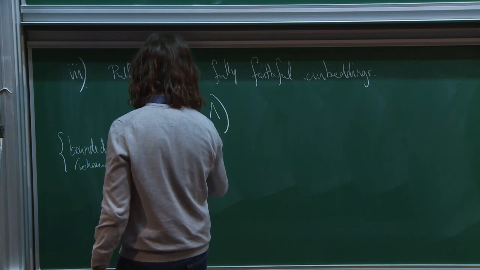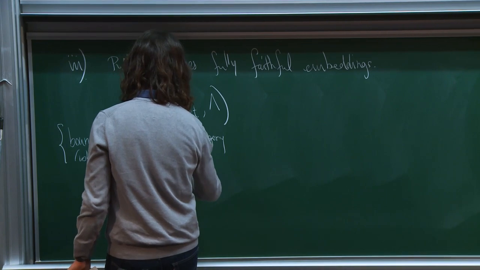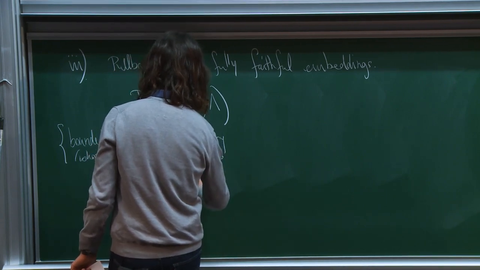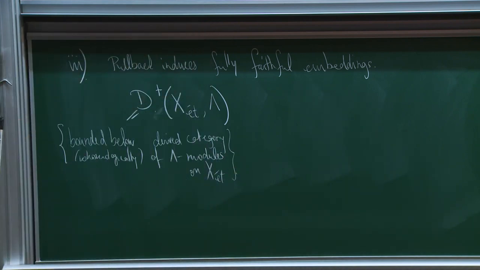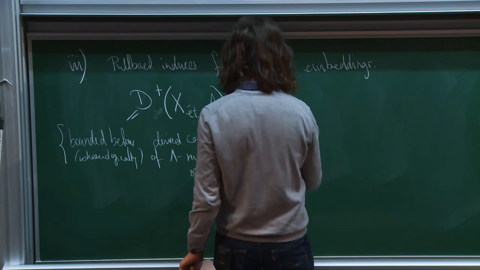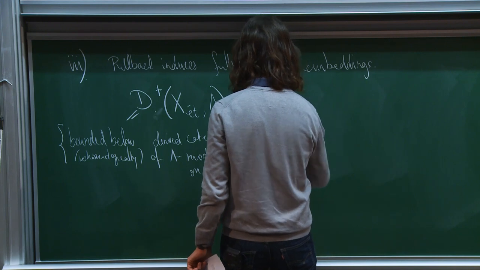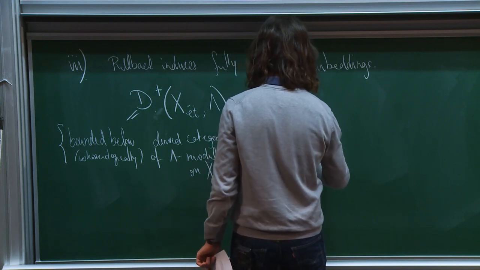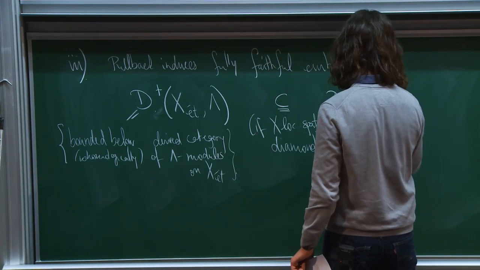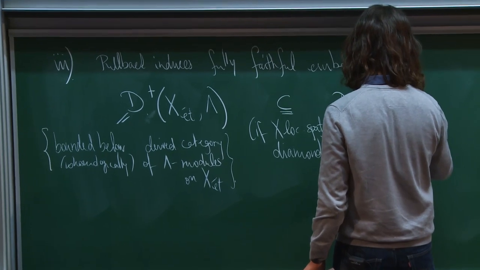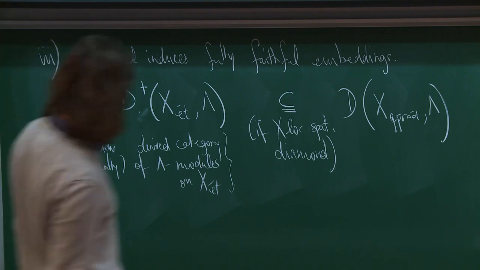Derived category of lambda modules on the etale side. So this is for any locally spatial diamond. Contained in the, and I could write a plus here tautologically, but for the next statement I actually remove the plus.